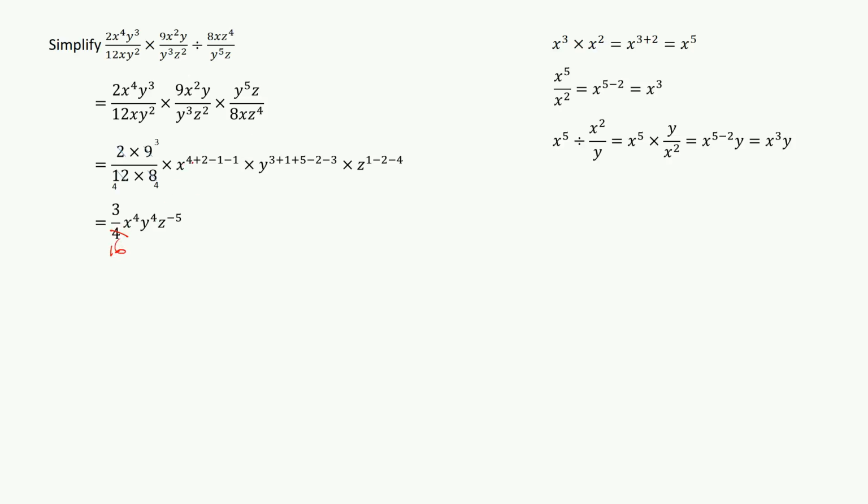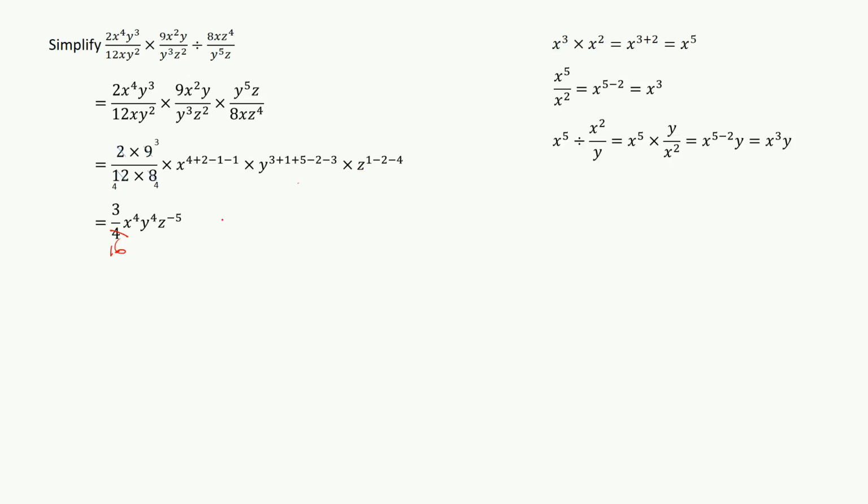And then we put together all the powers at the back. 4 plus 2 is 6. Minus 1 comes back to 5, minus 1 is 4. 3 plus 1 is 4, and 5 and 9, minus 3 into a 5 is y to the 4, and z is to the minus 5.